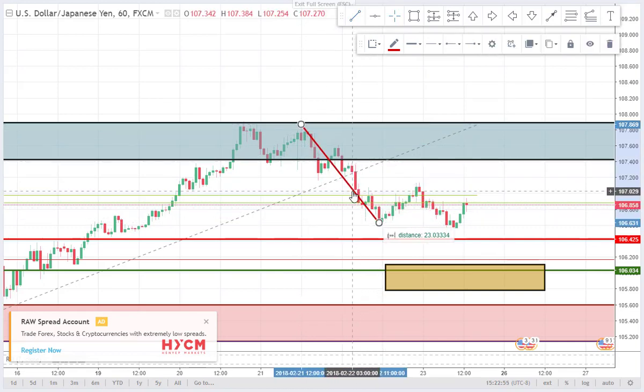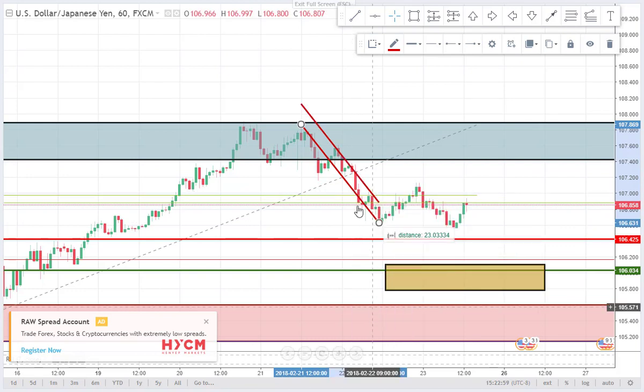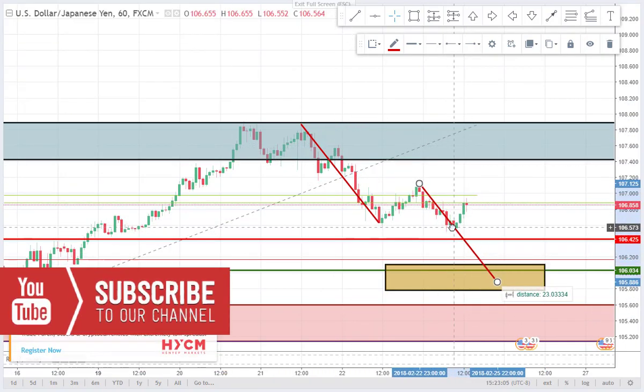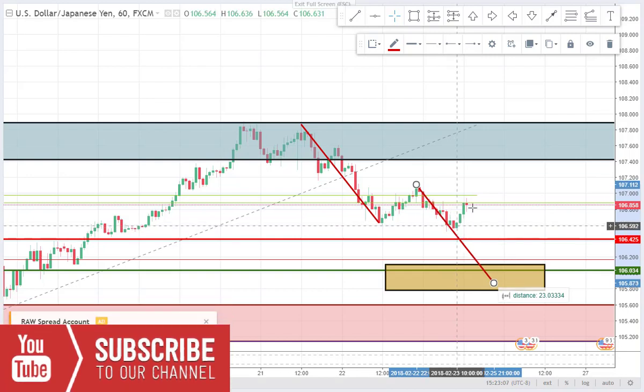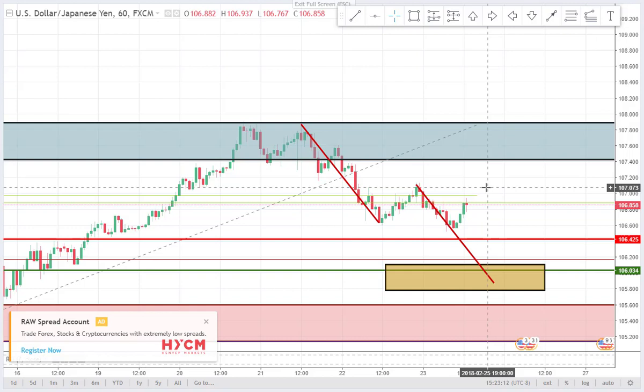Now another thing I see on this time frame is that if I try to take this level and copy and clone it, what else do we get? Look at that. This is us getting a completion of an ABCD pattern back to our kill zone.